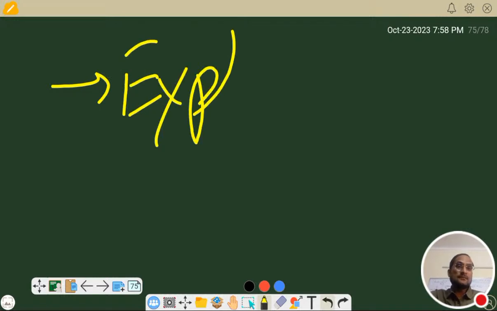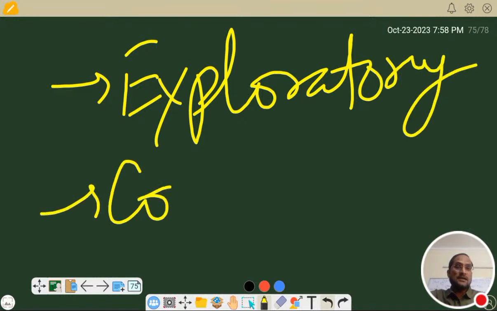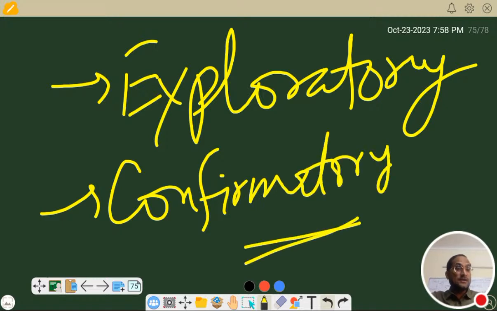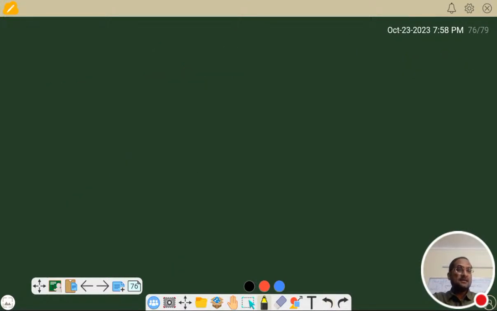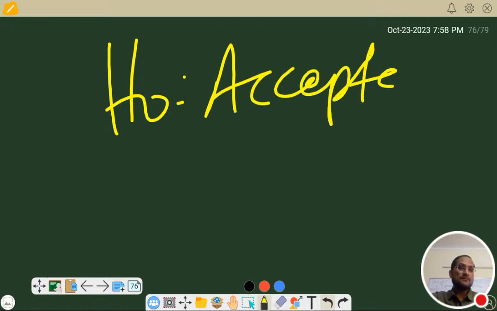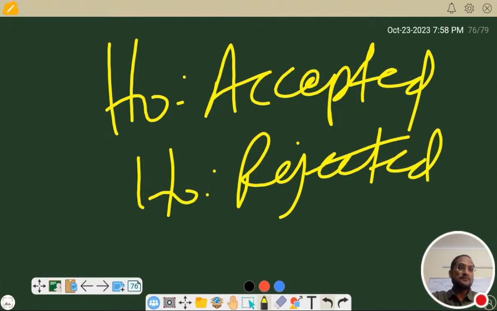exploratory and confirmatory, are nothing but two types of factor analysis which we have to study. And the hypothesis which we will assume in confirmatory is either accepted or rejected. Either the null hypothesis will be rejected or accepted.